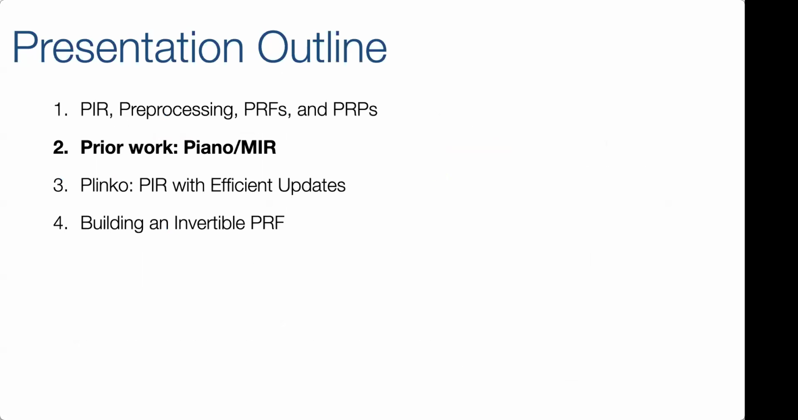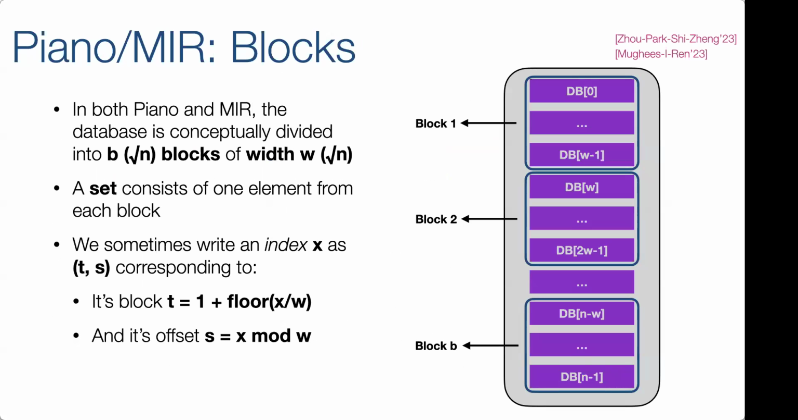Now I'll talk a bit more about how specifically two works achieve PIR with preprocessing. The two works that I have in mind are Piano and MIR. Piano is the name of a scheme by people here at CMU. It's a great scheme. And MIR is a scheme by, I think, people at UIUC. They both have a common structure, though, and so our novel improvements can be applied to either one. Specifically, I'll focus on what they have in common.